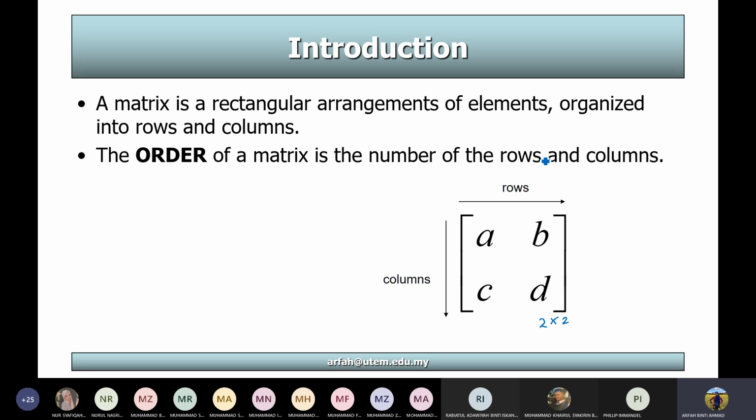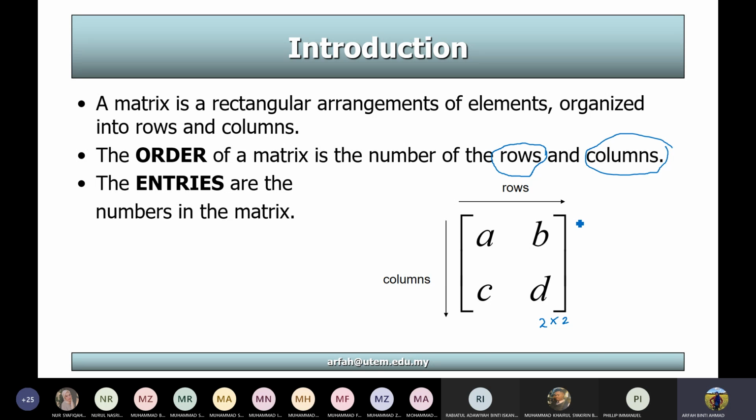So the number of rows first, followed by columns. Okay, first row and then columns. So the order of the matrix for the example that I show here is 2 times 2. So the entries are the numbers in the matrix. For this example, the entries are A, B, C, D. So these are the entries or elements in the matrix. So the order of this matrix is 2 times 2.